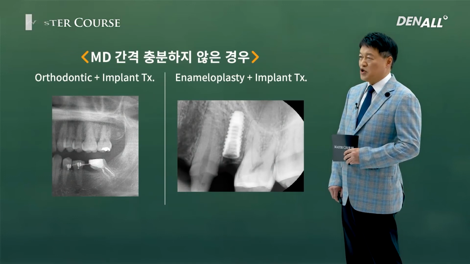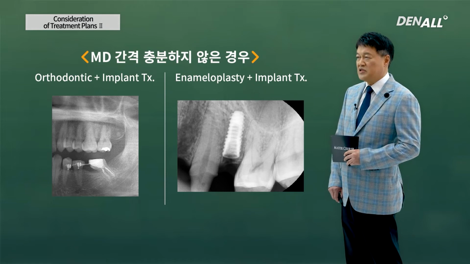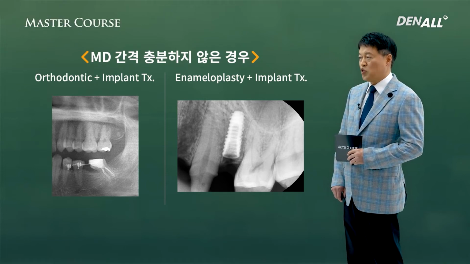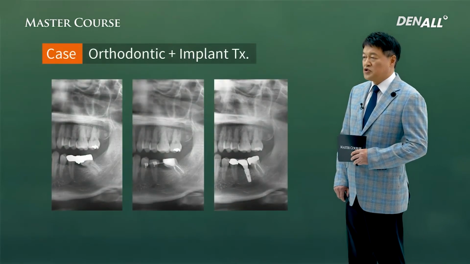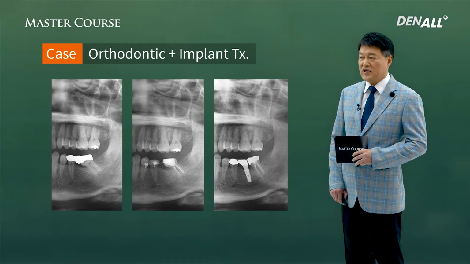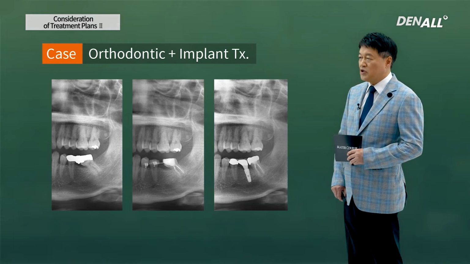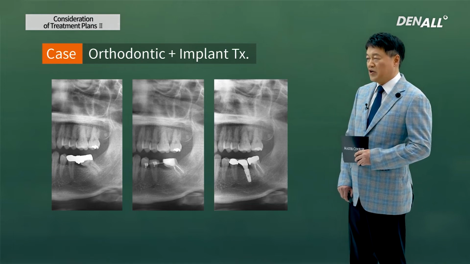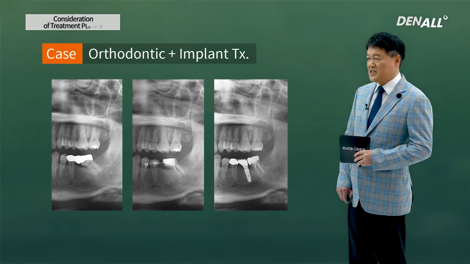If mesiodistal distance is insufficient, you can do orthodontic treatment first to place the implant. If this is impossible, you can do enameloplasty to secure a bit more space. As you can see, there was a problem with the number 3 bridge and retreatment was required. There was insufficient space mesiodistally, so orthodontic treatment was done to secure space and the implant was placed.